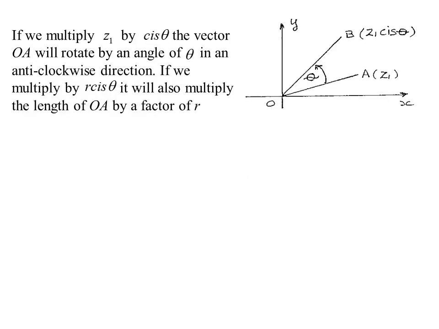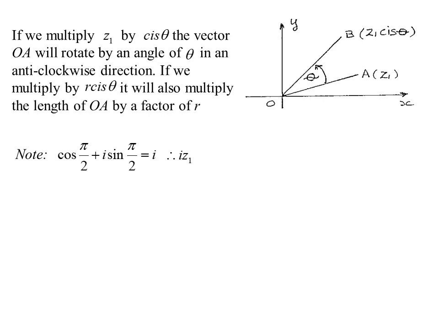We're going to multiply z1 by cis theta. There's the picture there. Now, if we multiply, we'll also multiply the length by a factor of r. Now, note, this one's so important. If the argument is pi on 2, we know it's imaginary, but if in addition to that the modulus is 1, then we're talking simply that cos pi on 2 plus i sin pi on 2 is i.